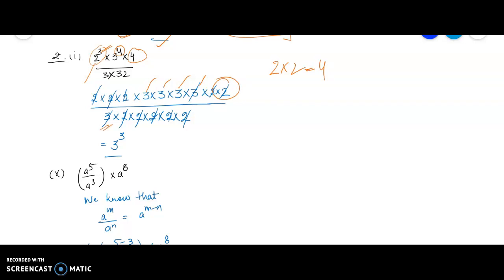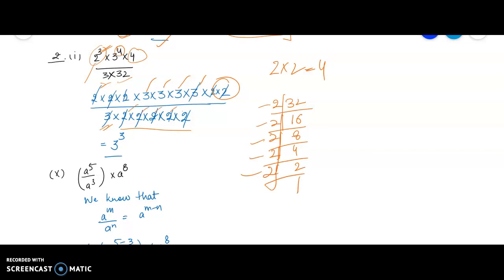Divided by 3 multiplied by 32. See, now I have expanded 32 here: 2 1s is 2, 2 6s is 12, 2 8s is 16, then 2 4s is 8, 2 2s is 4 and 2 1s is 2. So 1, 2, 3, 4, 5 times I'm getting 2. I have written 1, 2, 3, 4, 5 times here 2. Now I can cancel these 2s, 1, 2, 3, 4, 5 2s here. See, I can cancel 5 2s.